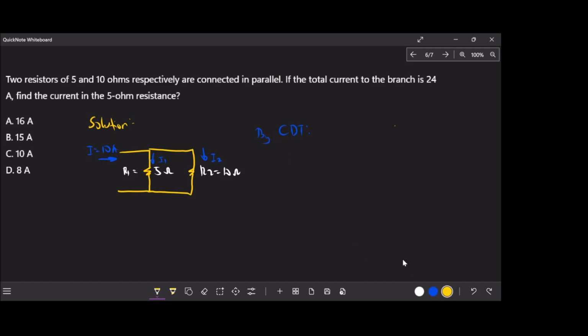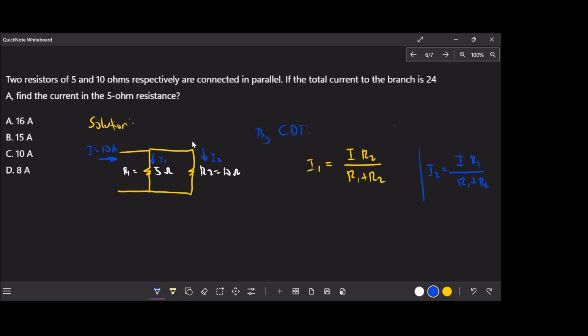Okay, so for this one, to solve for I1, so I1 is just equal to the total current times the resistor opposite sa ating I1, which is R2, over the total resistance, which is R1 plus R2. Okay. So in case po yung isosolve ito is I2, yung current po sa 10 ohm na resistor, so I2 is just equal to I times the resistance na opposite sa I2, which is R1 over R1 plus R2, or the total resistance. So yung hinahanap natin is I1 kasi yan yung current sa 5 ohm na resistor, no?